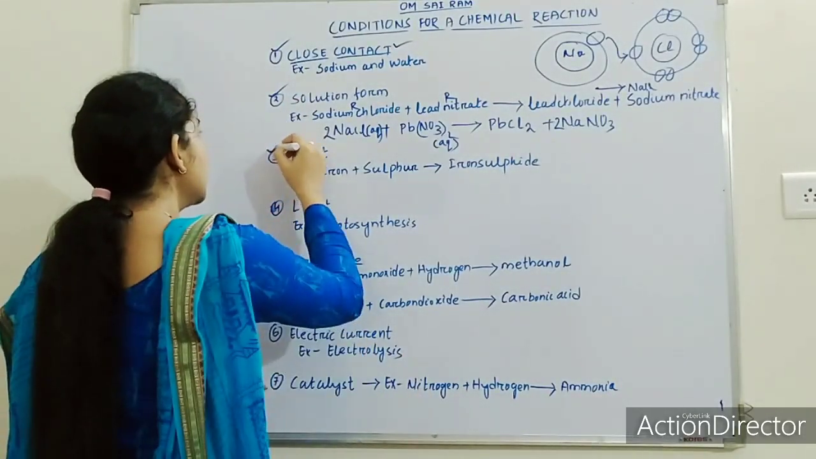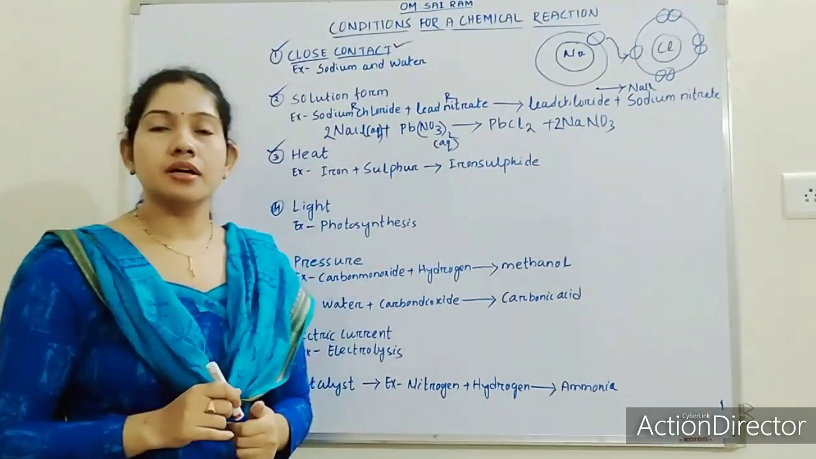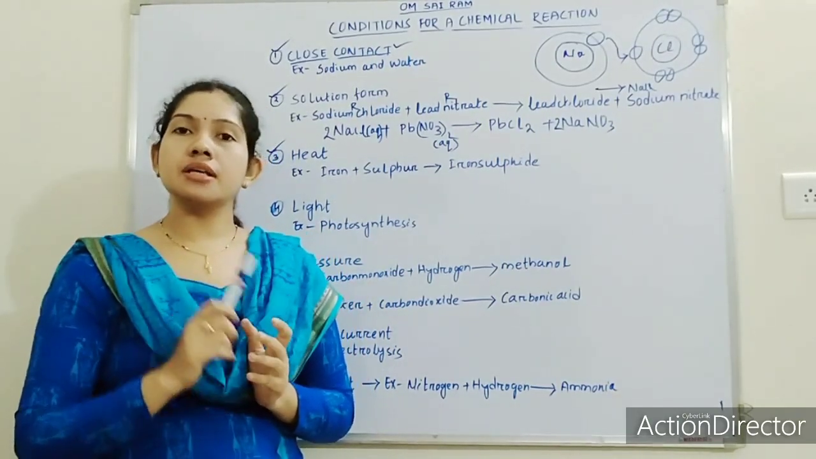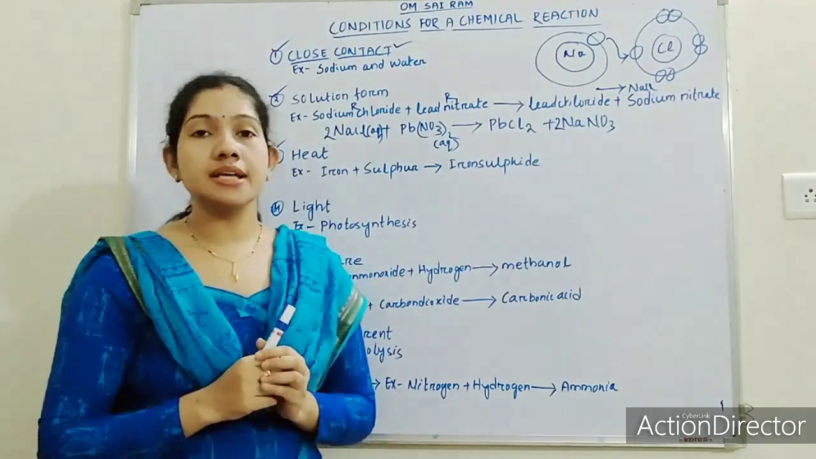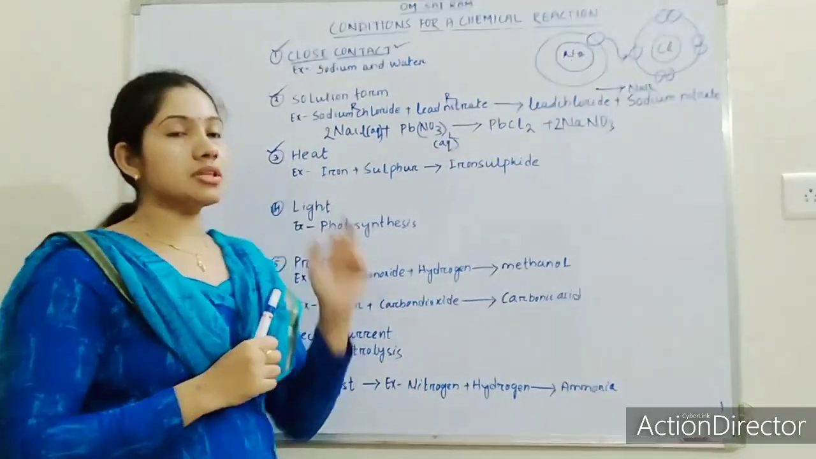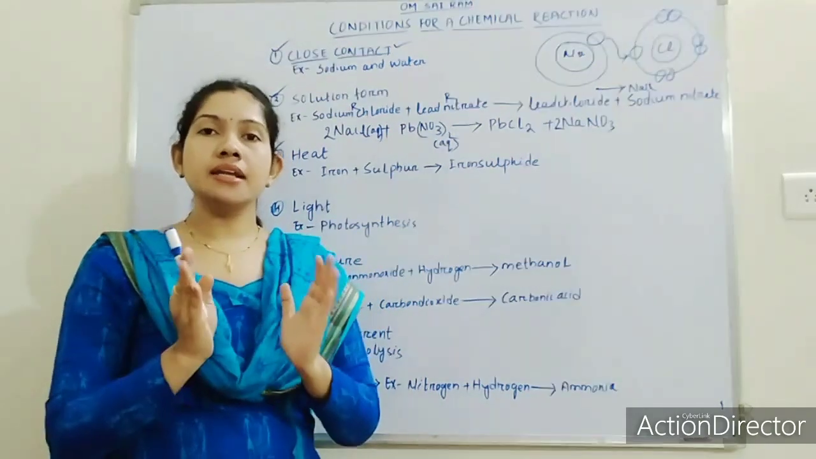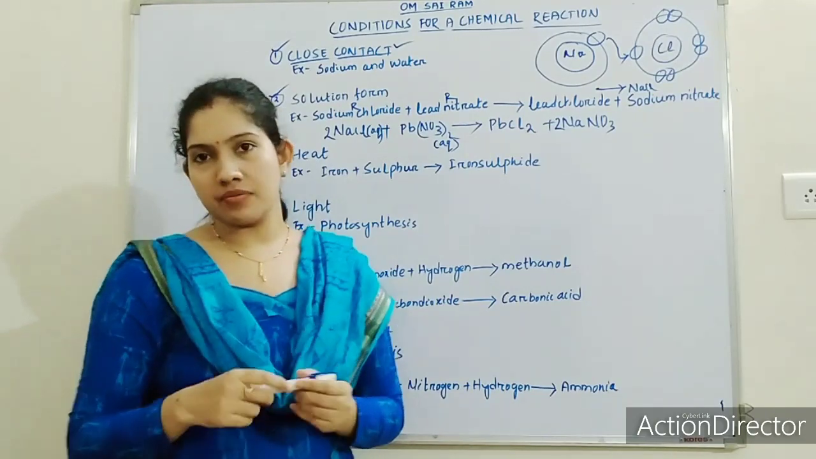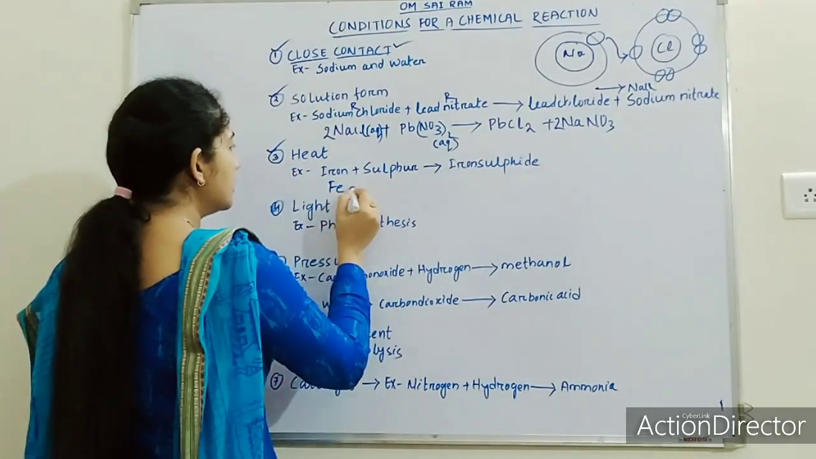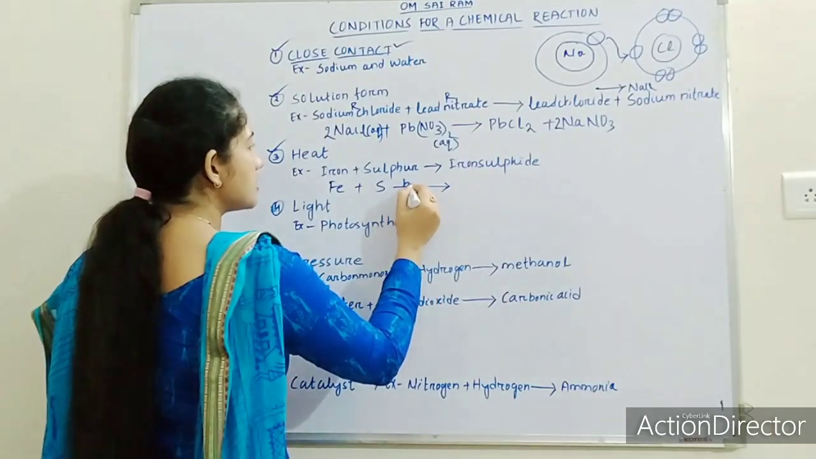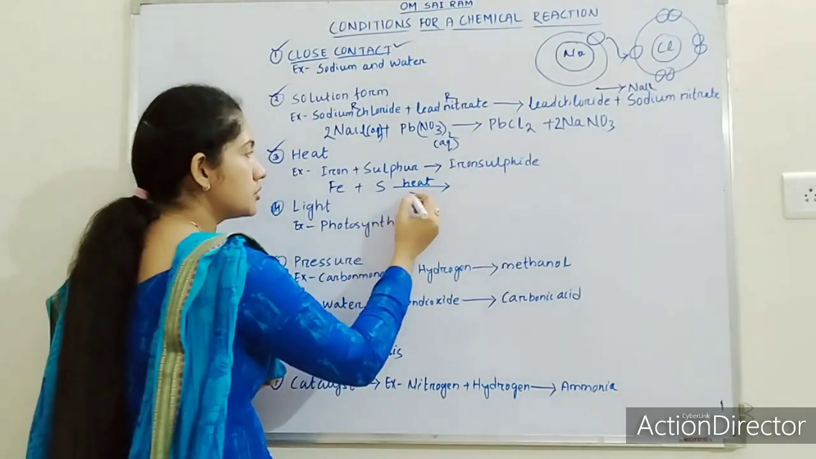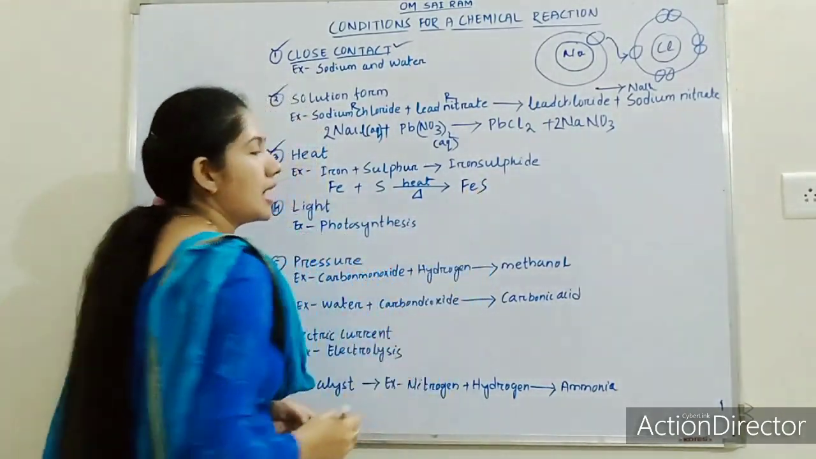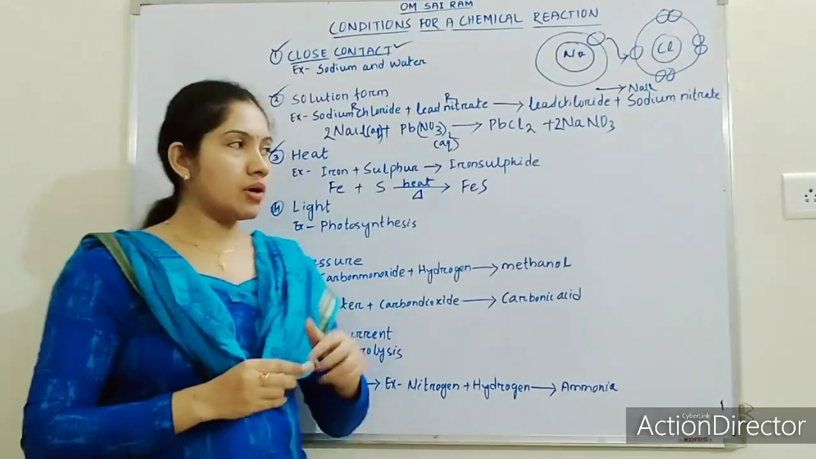Next, heat. Another condition we can talk about, heat. Heat is a very important factor during a chemical reaction. Some chemical reactions take place in presence of heat. Like here I have given the example of iron and sulfur. Iron and sulfur undergo reaction in presence of heat to form iron sulfide. Okay, iron and sulfur in presence of heat. Heat can also be denoted as a triangle. Okay, remember, FeS, iron sulfide.